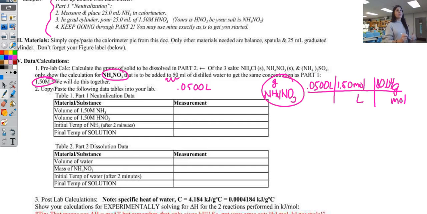grams per mole. So now I'm all set because my liters cancel out, my moles cancel out, I am left with grams, and I multiply this and I get 6.00 grams of NH4NO3. I want to make sure you understand what we just figured out: in order to make a 50 milliliter solution of the 1.5 molar.